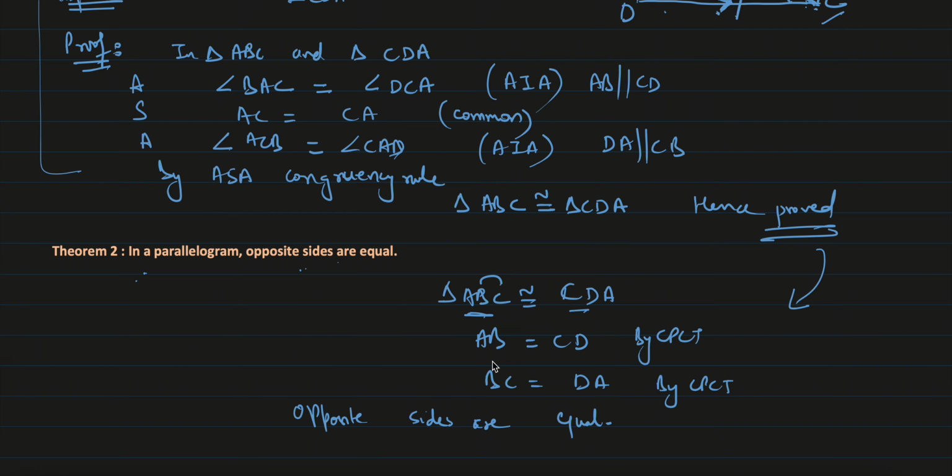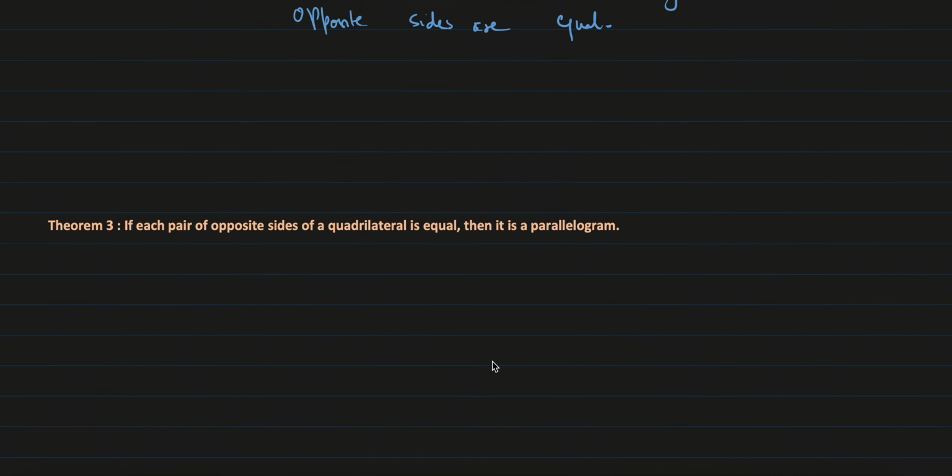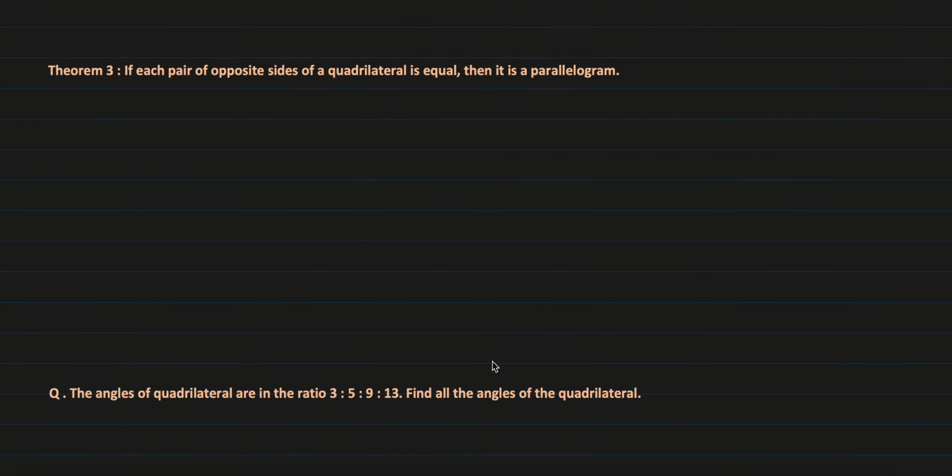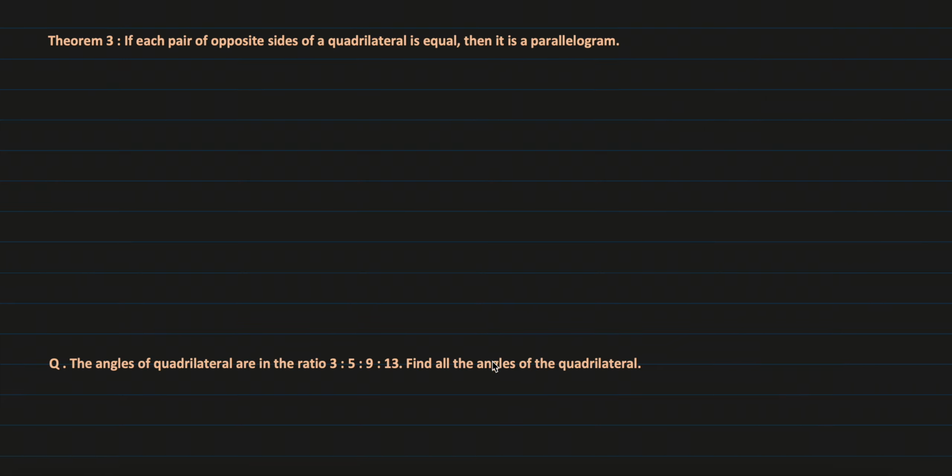Yeah. Now let's move to the next theorem. If each pair of opposite sides of a quadrilateral is equal. So we have a random quadrilateral. Let us just draw it.